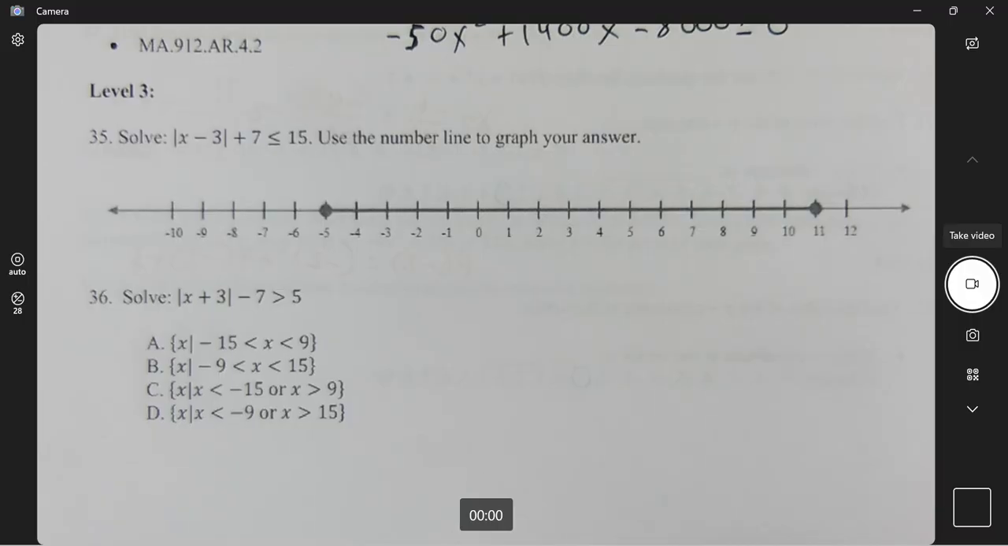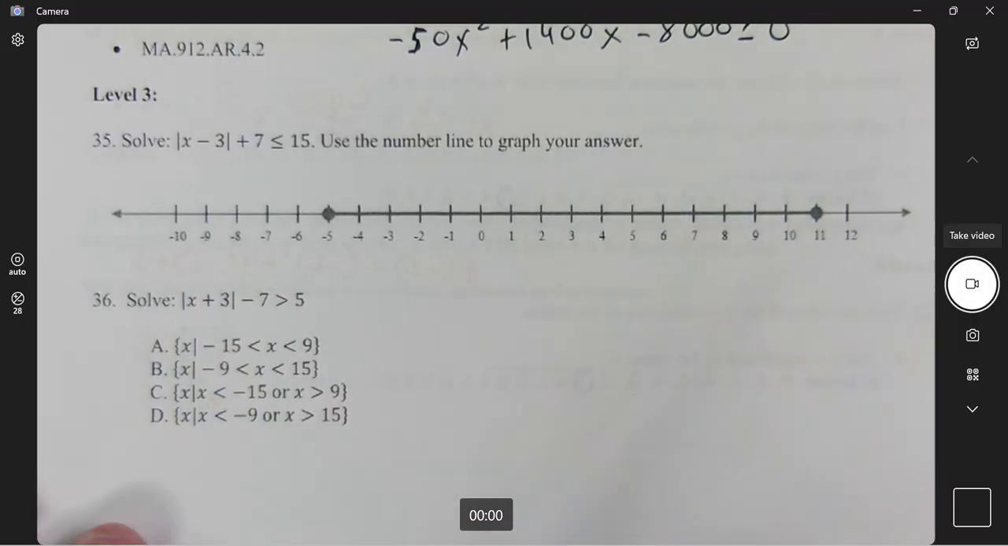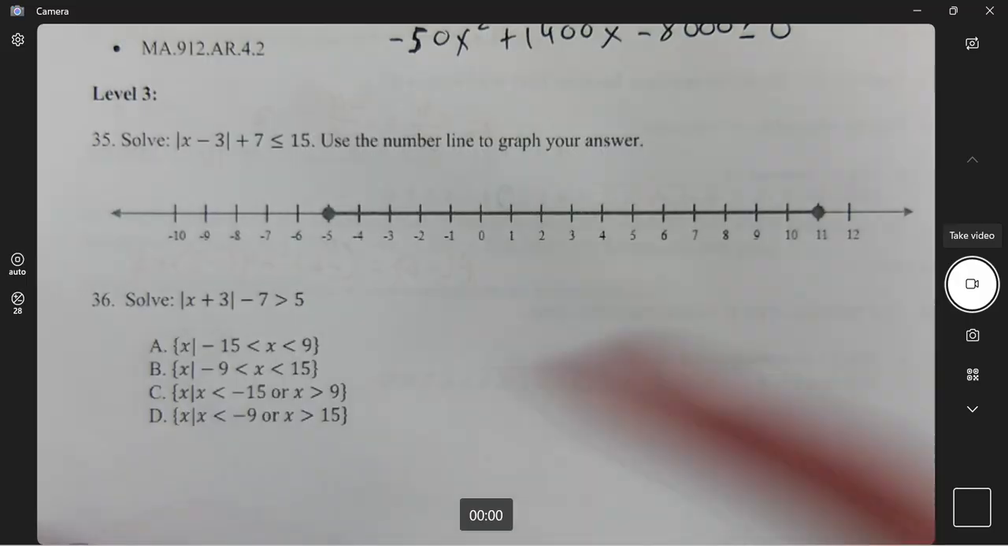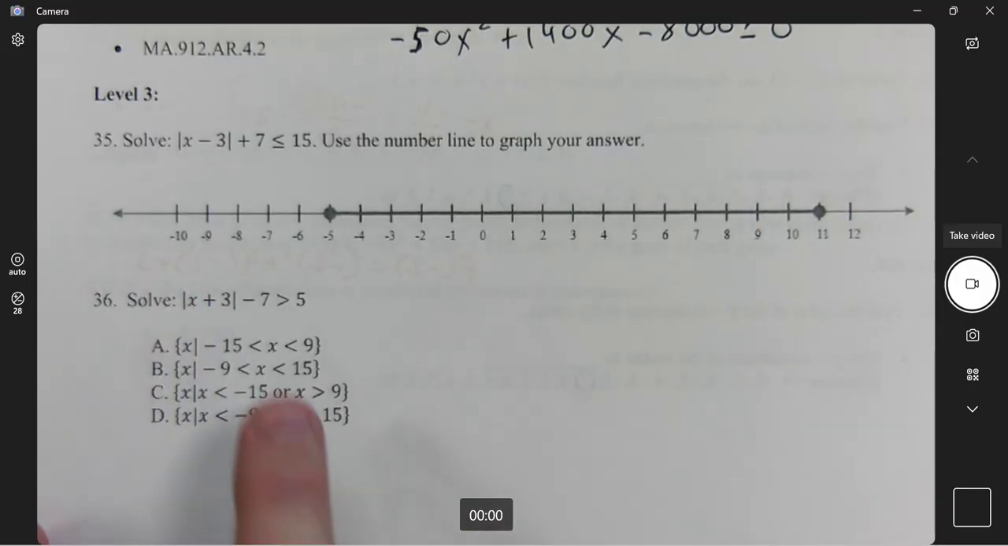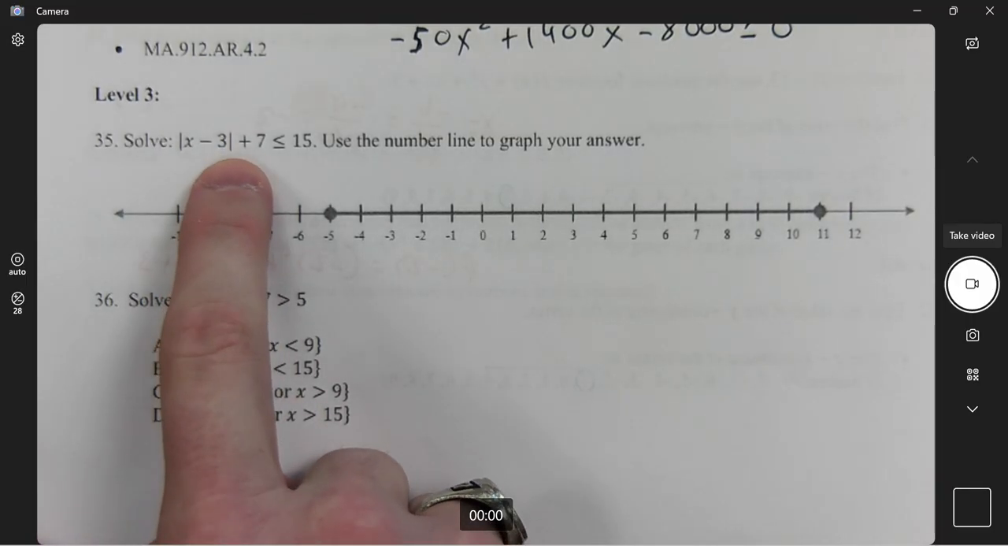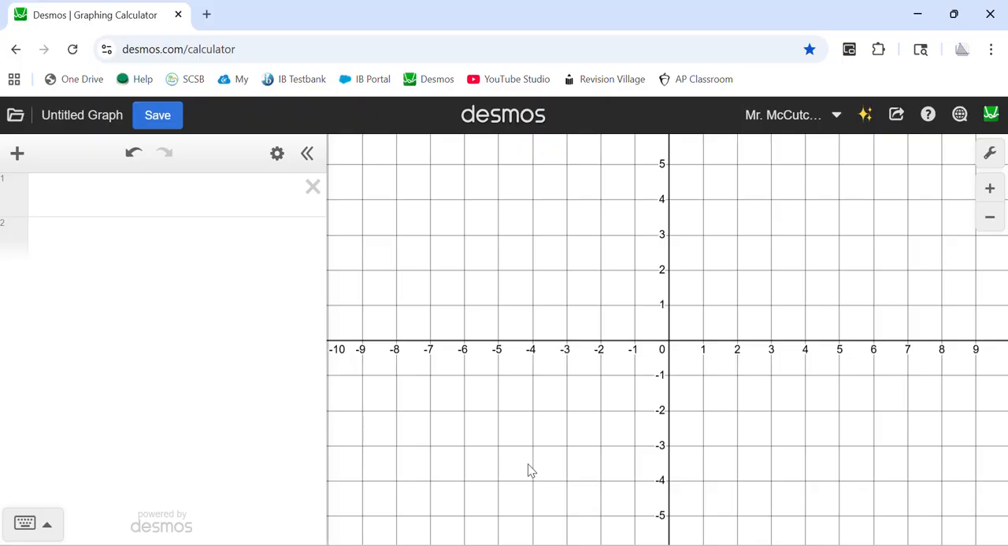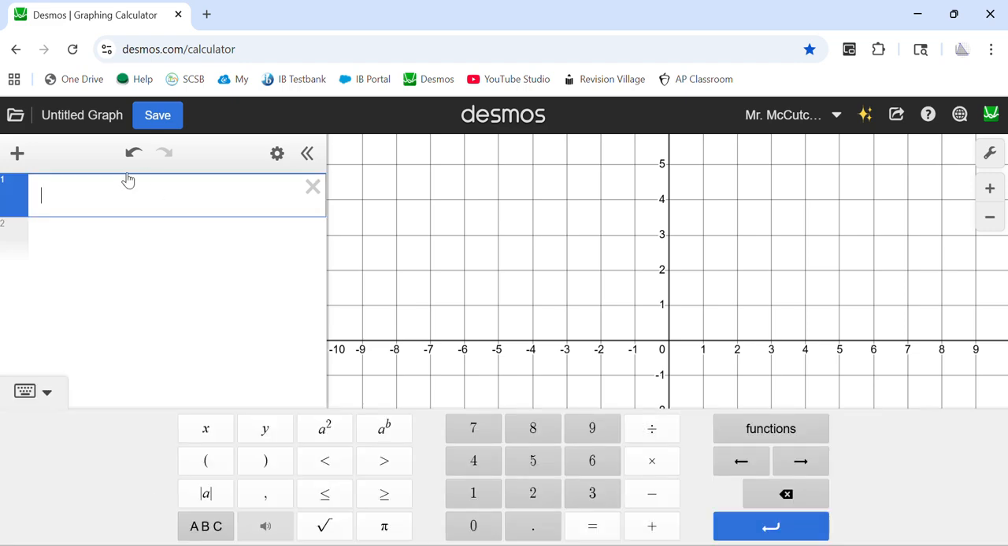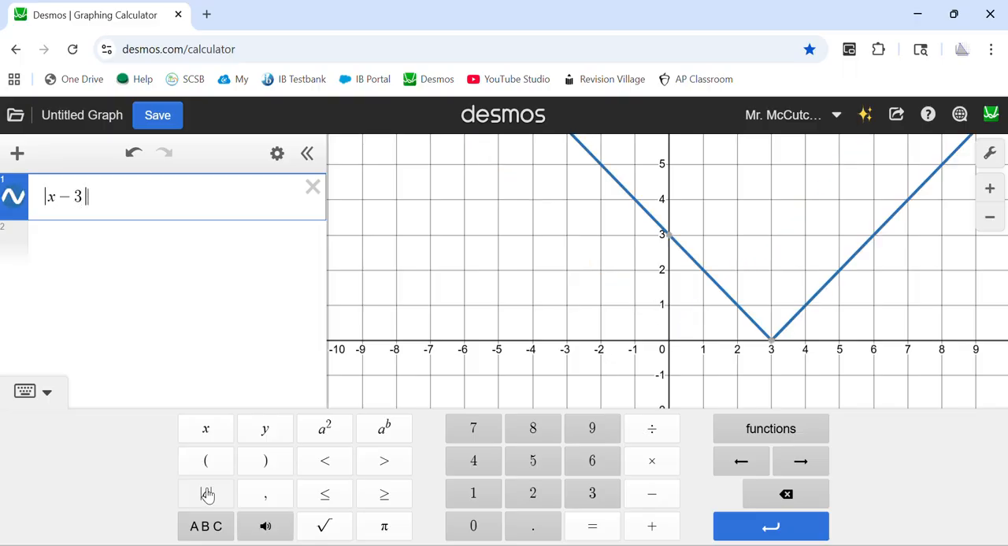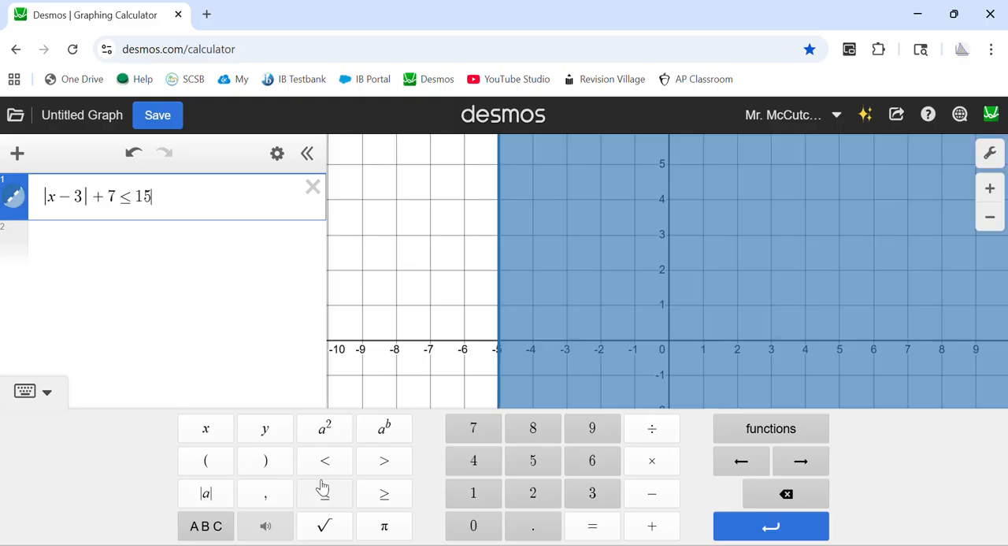Well, shoot. I just realized this is the answer. Well, whatever. Let's just pretend the answer wasn't here. Solve absolute value of x minus 3, plus 7, is less than or equal to 15. So I'm going to go to Desmos. Absolute value structure is here. Absolute value of x minus 3, plus 7, and then less than or equal to 15.